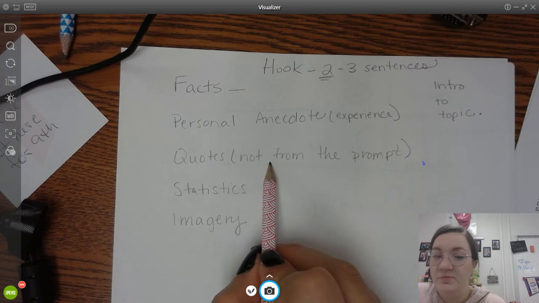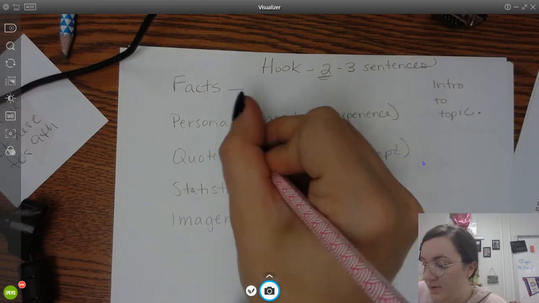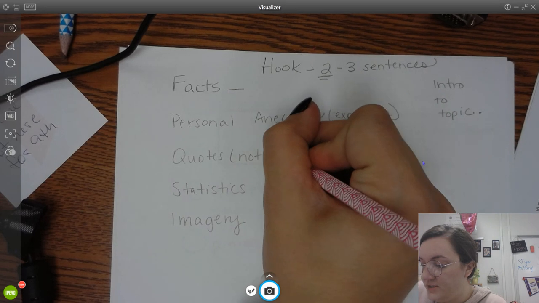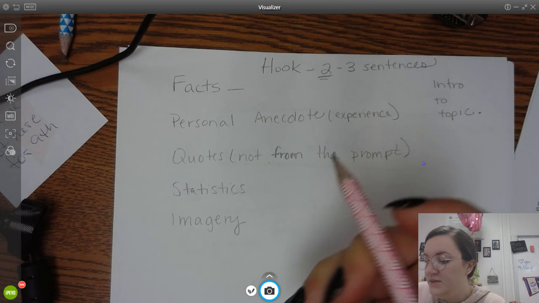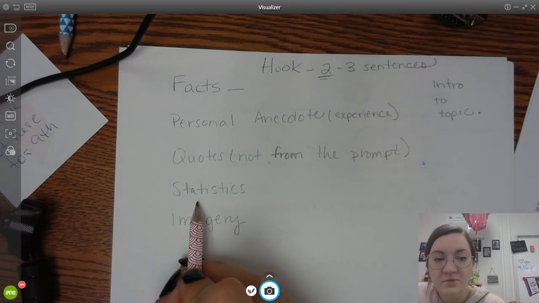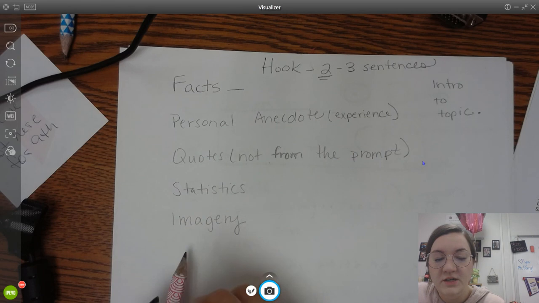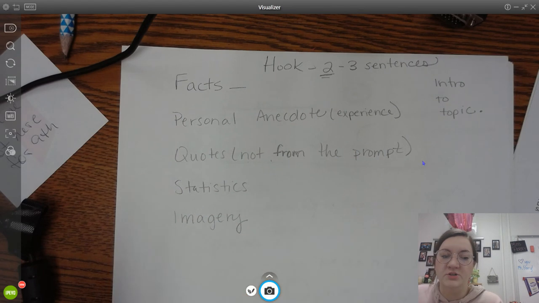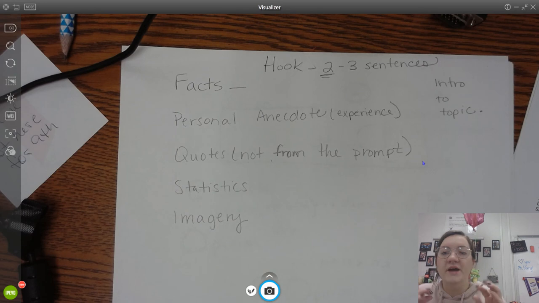Don't use the quote from the prompt, right? They want to see what you can come up with on your own, not what you can steal from a sheet of paper. Statistics, right? Or imagery. And imagery is just painting a picture, creating this touch, sight, feel experience for your reader that has to do with your topic, right? It's kind of like imagine, blah, blah, blah.